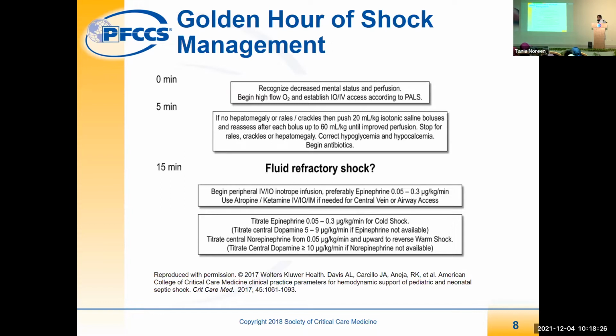For getting the central line, we need to give some sedation. So here we use the drugs which don't cause hypotension. Ketamine is one of the best choices. It preserves airway reflexes as well. The other drug that can be used is dopamine. Norepinephrine can also be used in cases of warm shock.